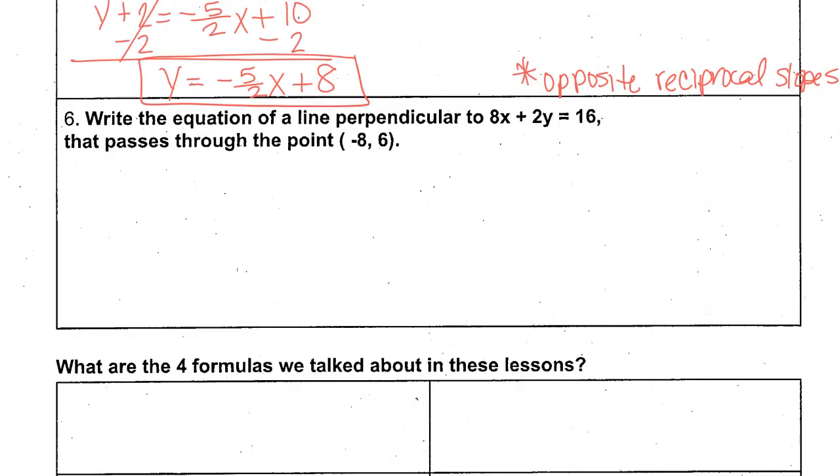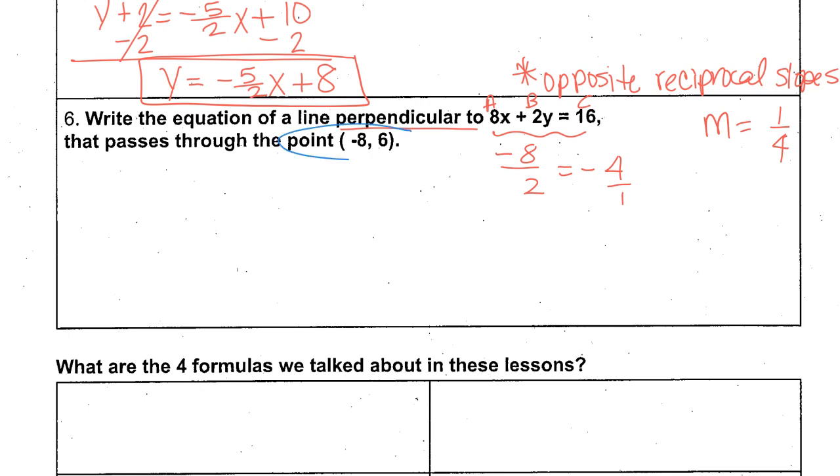So number 6 is very similar to the last example. We're trying to find a line that's perpendicular. Therefore, we need to find the slope of this equation so that we can flip the sign, flip the fraction. So again, it's negative a over b. So we have a slope of negative 4. Therefore, a line that's perpendicular to that will have a positive slope, and 4 over 1 becomes 1 over 4.